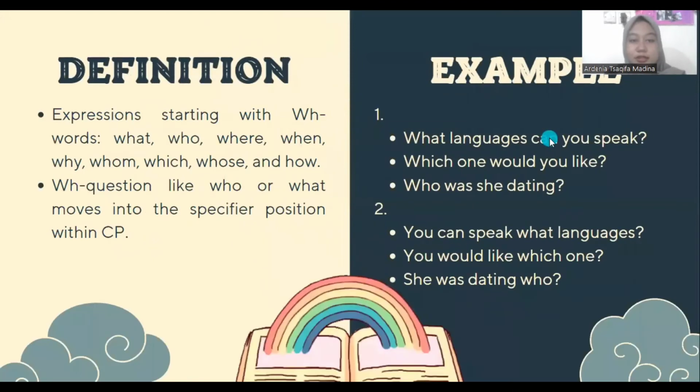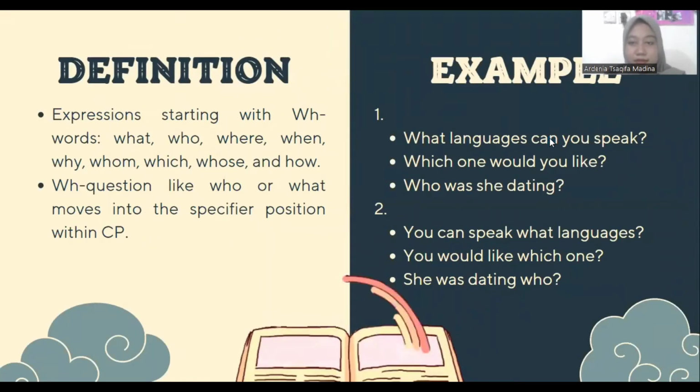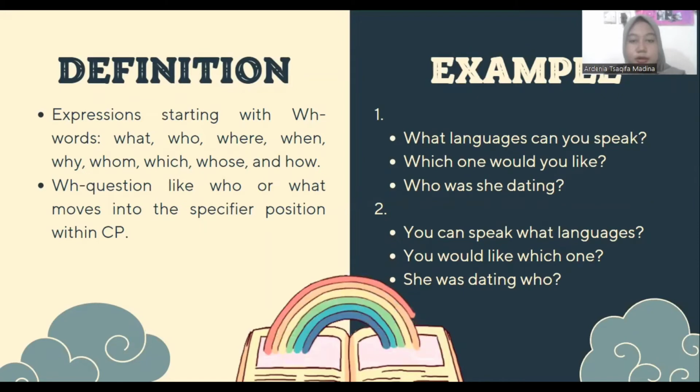Now let's take a look at the definition of WH question first. So WH questions are expressions starting with WH words such as what, who, where, when, why, whom, which, whose, and how. And the movement that involves the WH question is called WH movement. This movement basically occurs when a WH expression like who or what moves into the specifier position within CP.